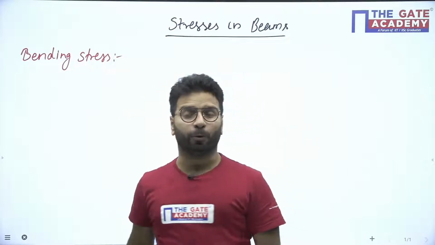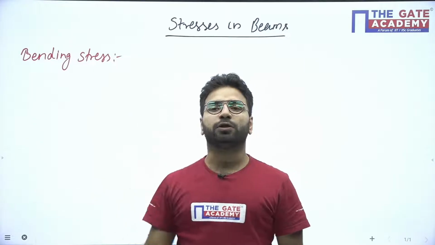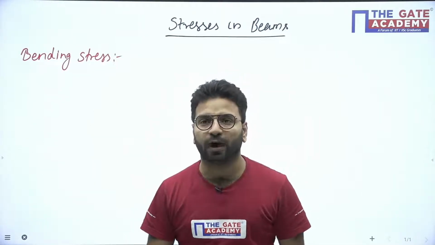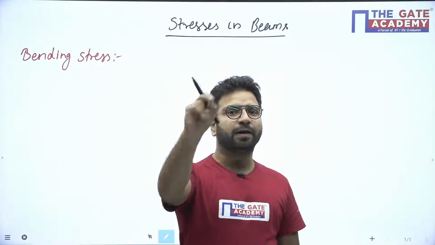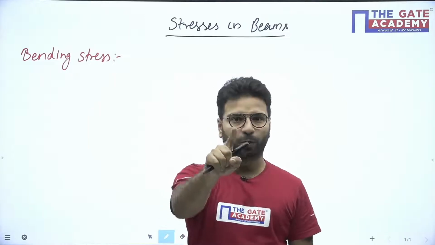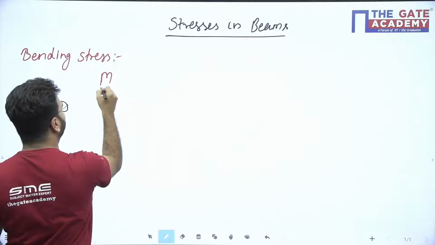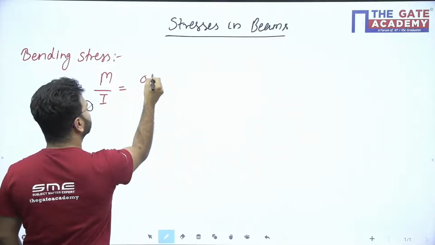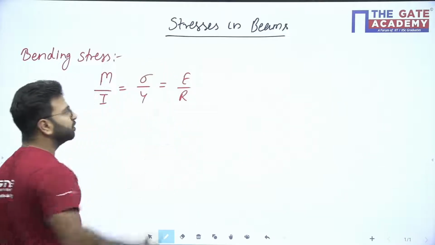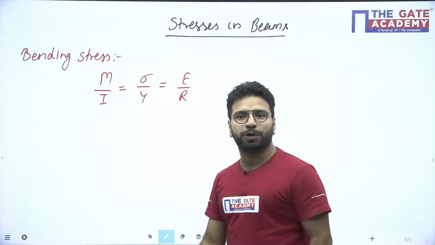I hope all of you know that it is known as the bending equation. It is also known as the flexure formula. So only one single equation is there, and based on that all the questions from the bending stress chapter will be solved. What is that equation? The equation is M upon I equals sigma upon y equals E upon R. This is the equation: M/I = sigma/y = E/R.